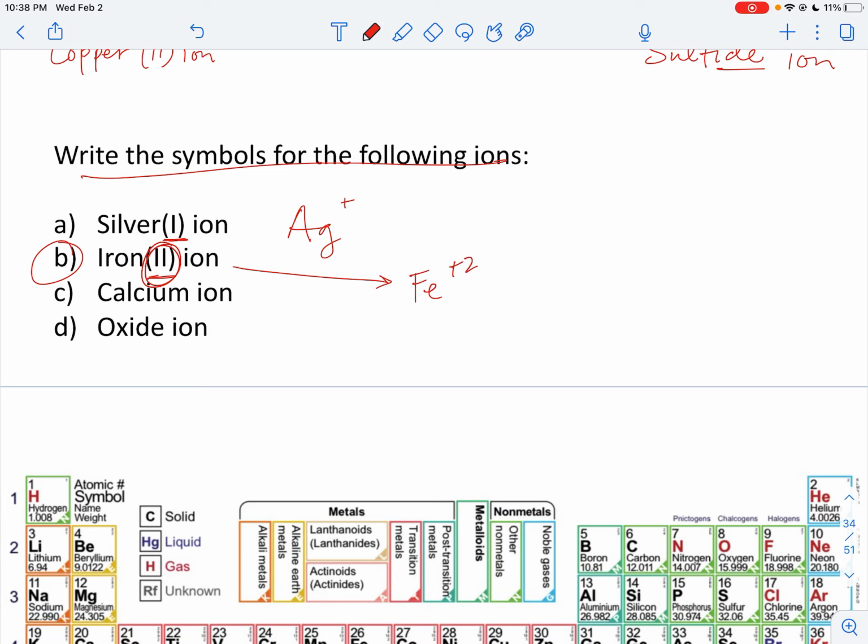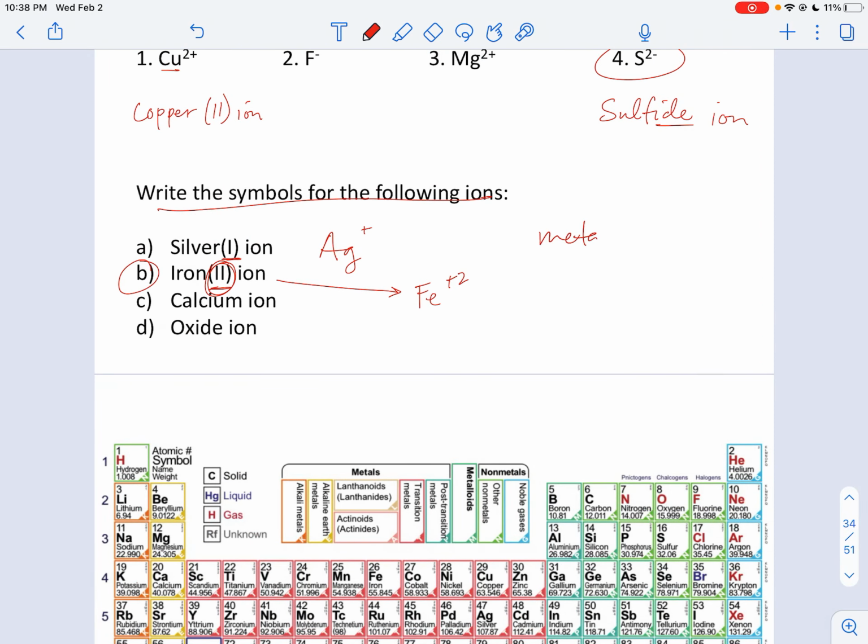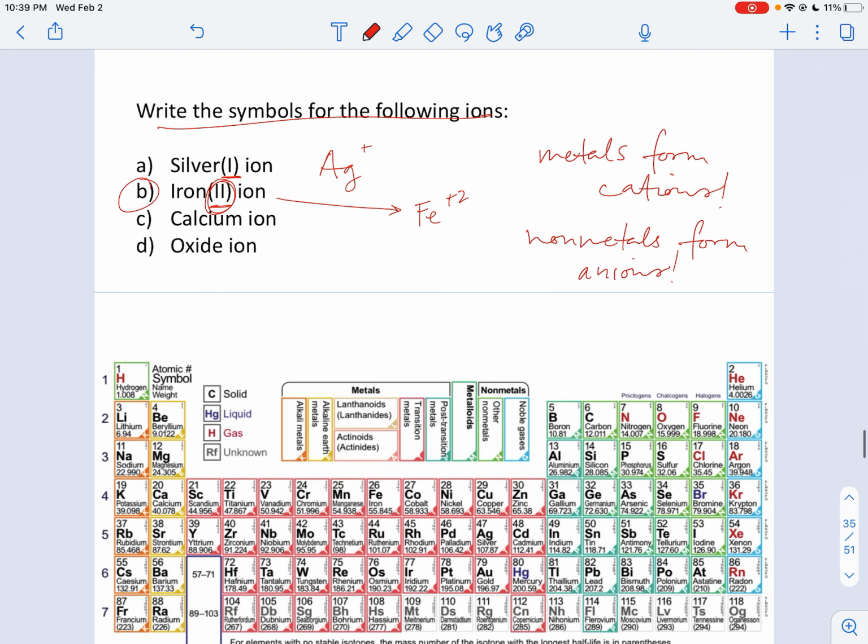How do I know it's +2 and not -2? I know that because it's a metal, and metals only form cations, okay? Metals form cations. Okay, non-metals form, sorry for my handwriting, anions.